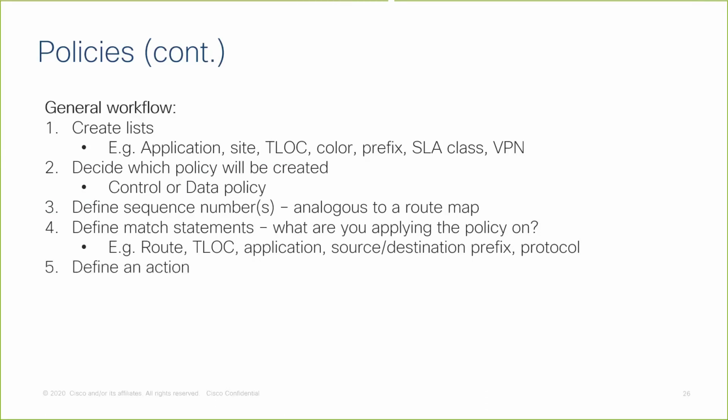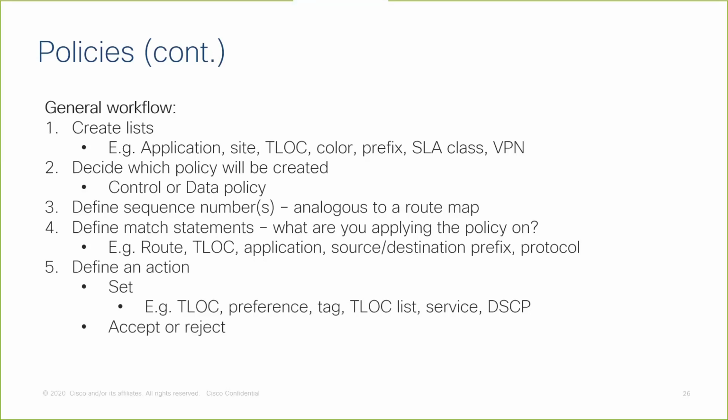And then I would define an action. If it's a set, should I put new information into my packet? If I find any route coming or going to a specific IP address, should I change the next hop in my TLOC? Should I put a new preference on it? Should I put a new tag? Which one is my TLOC list? Should I put it there? Is there a new service, or do I have a DSCP value I have to set there? And then I will decide if I want to accept or reject the information I'm receiving.